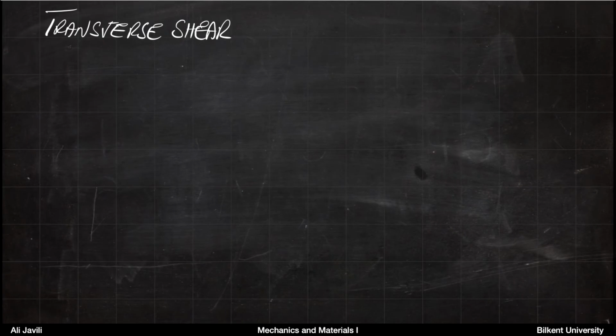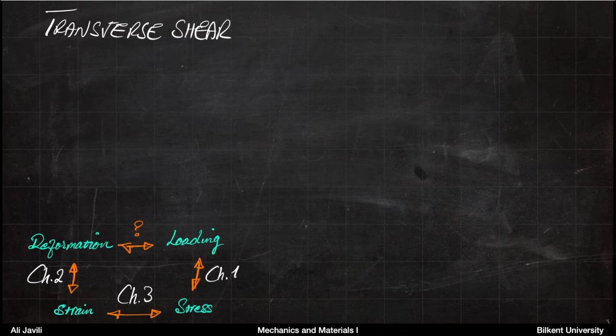So in order to explain transverse shear and what it is, the best way is to go to the beginning of the semester and start from scratch and build up towards transverse shear based on what we have done before. If you remember, the main thing we want to do in Mechanics and Materials 1 is to find a relationship between deformations and loading.